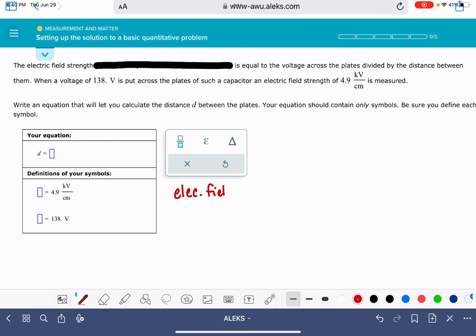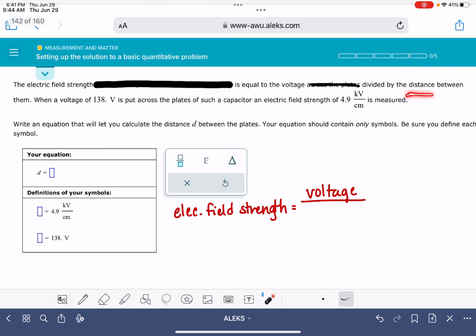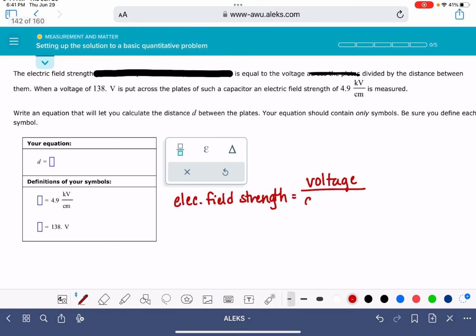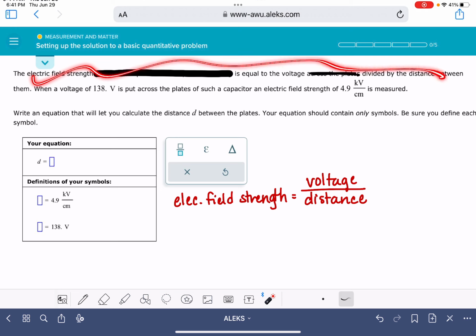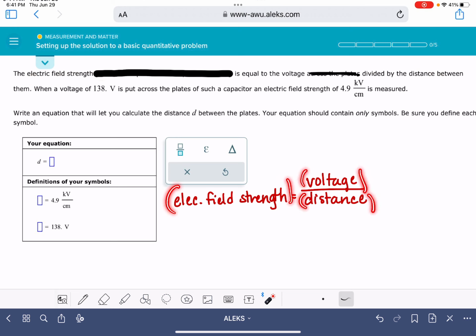The electric field strength is equal to the voltage across the plates, divided by the distance between them. So again, I'm just going to use words. I'm not going to use variables. So whatever your scenario is, I suggest that you start by writing this kind of a situation using words rather than using variables. Just write up a mathematical relationship between these different variables.